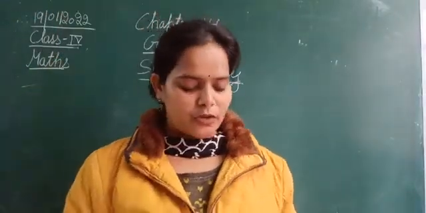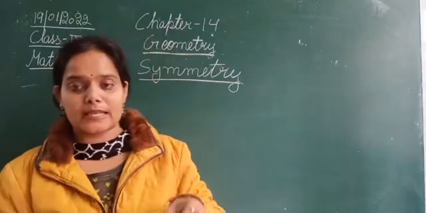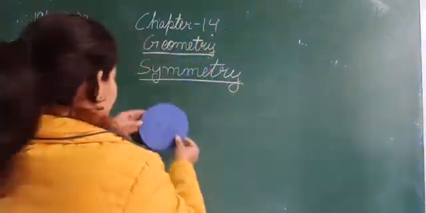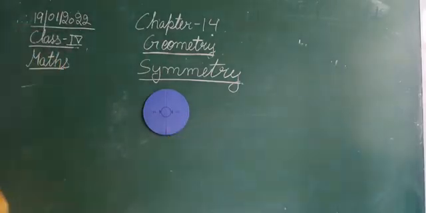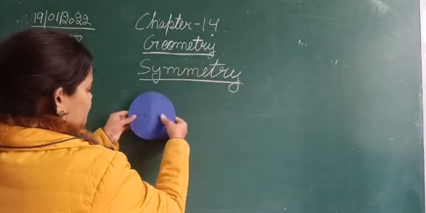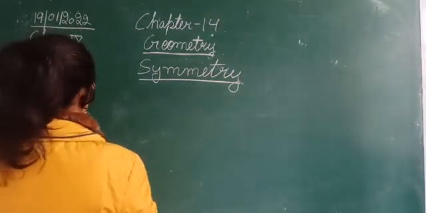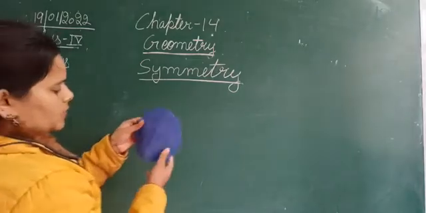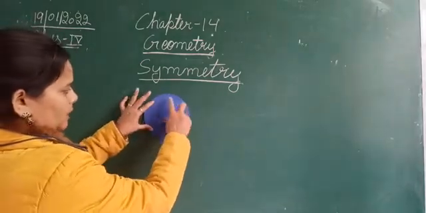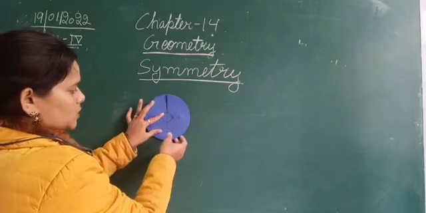Let's first take the example of this circle. This is a circle that you all can see. When I divide the circle into two equal parts, I am dividing it with a line. So this is a line of symmetry. You can see the crack here in the middle. So this is a line of symmetry.